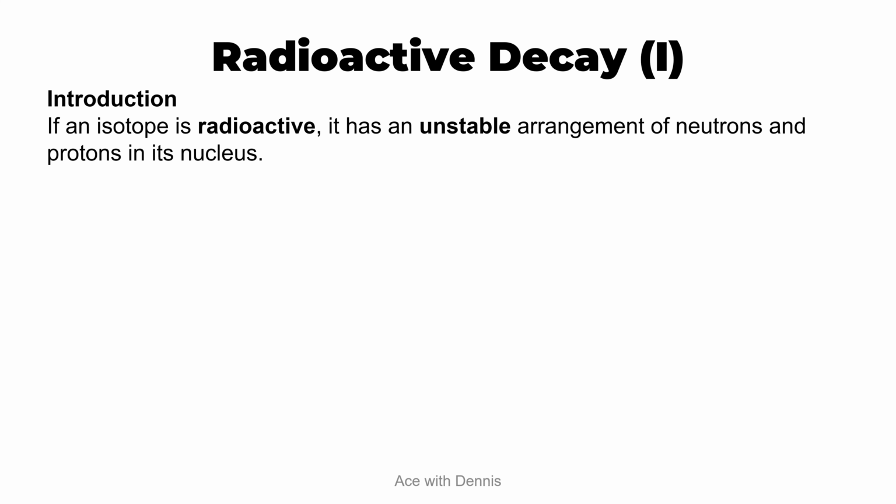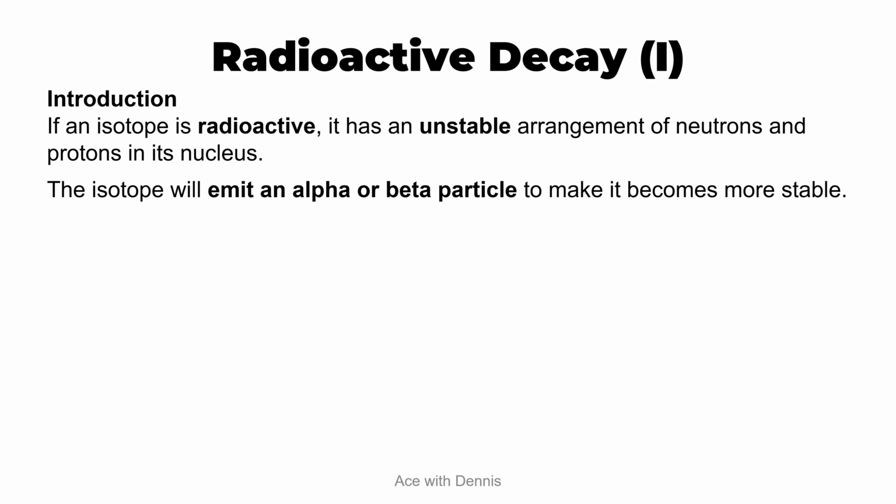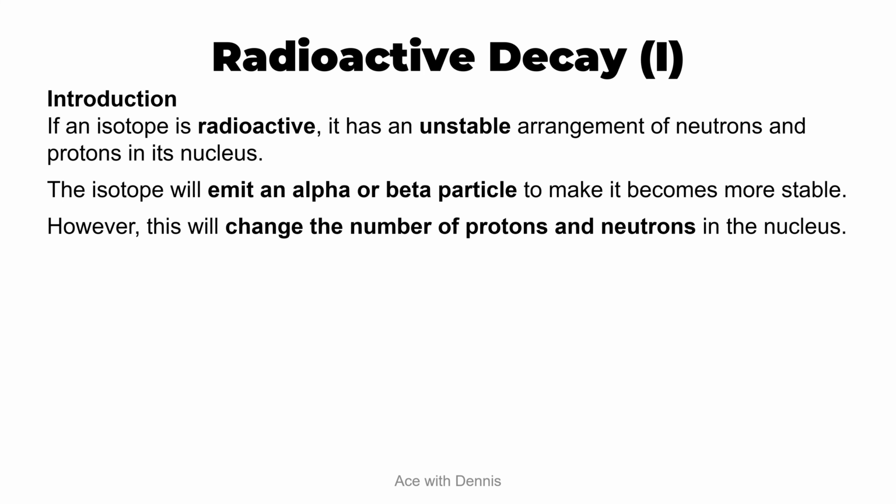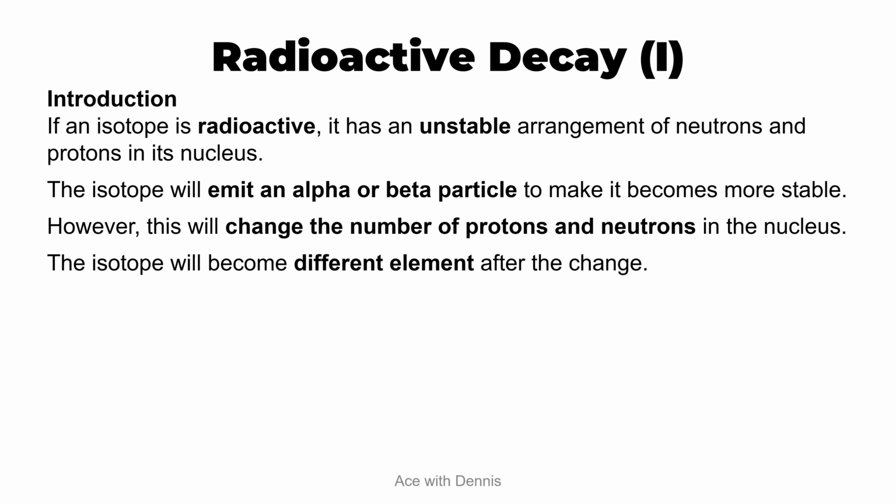First, if an isotope is radioactive, it has an unstable arrangement of neutrons and protons in its nucleus. The isotope will emit an alpha or beta particle to become more stable. However, this will change the number of protons and neutrons in the nucleus. The isotope will become a different element after the change.